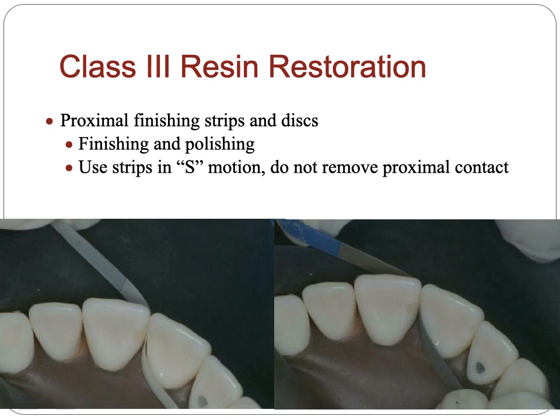Now, when you use the finishing and polishing strips, you should use them in an S motion, as you see in those photos, because this will prevent removing more of the contact, and you will preserve the contact area that you created with composite. If you use it in a U-shaped motion, then most likely you will remove from the proximal area, and this will create an open contact for you. So be careful when you are using these strips.